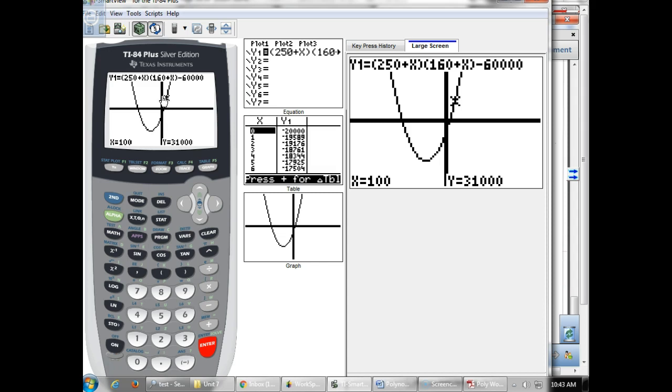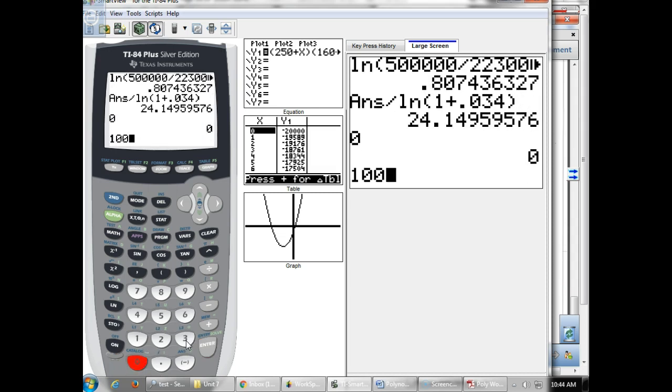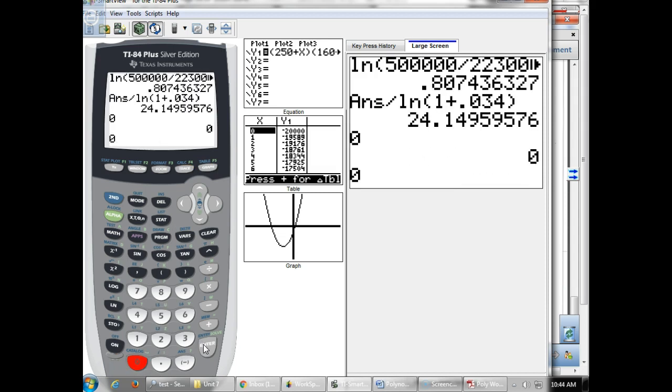So I'm saying left bound here, right bound here, and then it says to guess, or did I already guess? I think I did it too fast, so I'll do it again. Second, calculate, intersect, and I need 0. Why does it keep doing that?